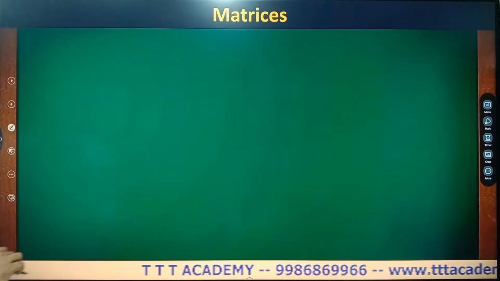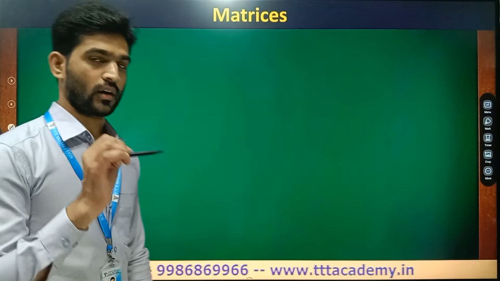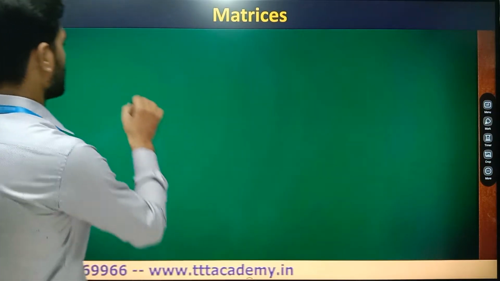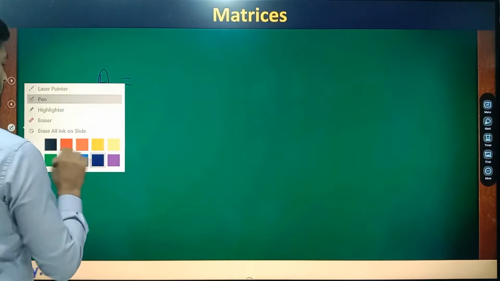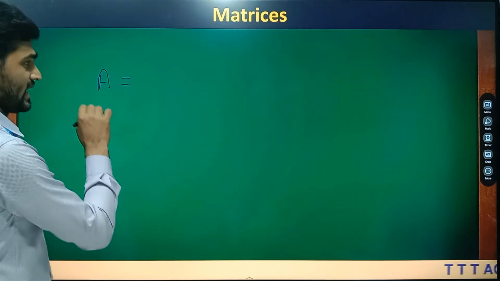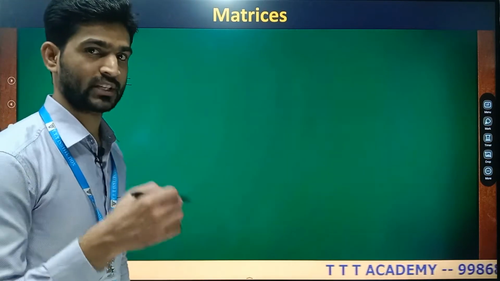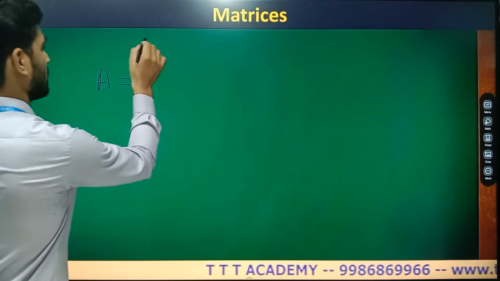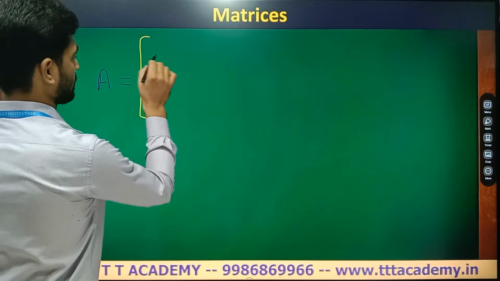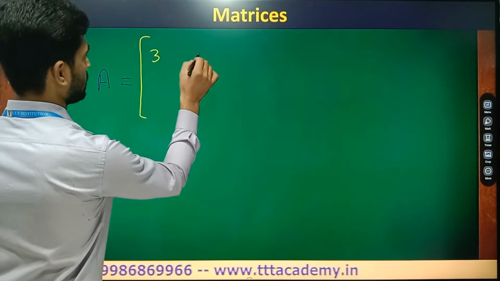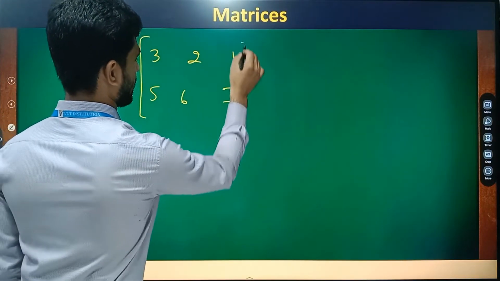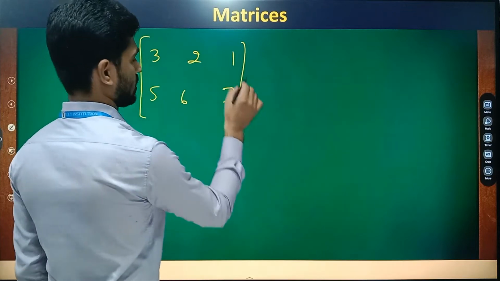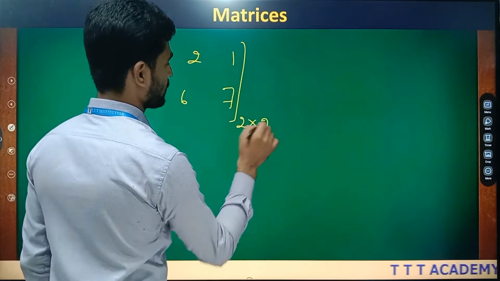Next, dear students, just briefly I am going to discuss matrix again. That is, we denote it by a capital letter A, B, C, anything. In which the numbers are arranged in rows and columns. Suppose A is a matrix, suppose 3 2 1 5 6 7. Okay, so this is one of the matrices in which 2 rows into 2 columns.